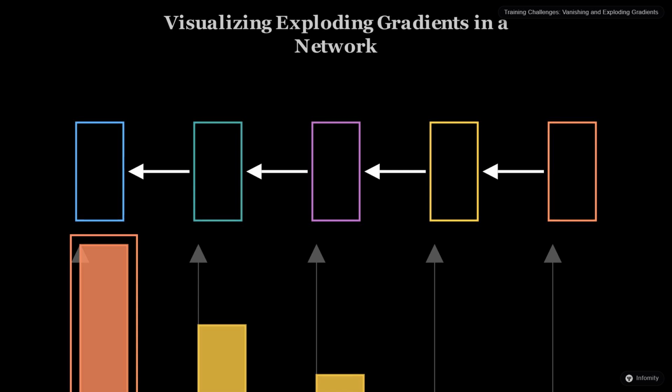This uncontrolled growth in magnitude means the early layers receive an overwhelmingly distorted error signal. It's like trying to understand a message being screamed at you. The sheer volume makes it unintelligible and impossible to act upon constructively. The consequences of exploding gradients are equally severe.